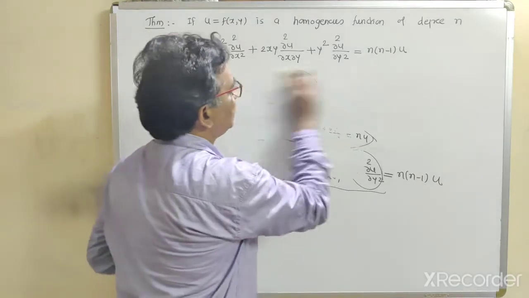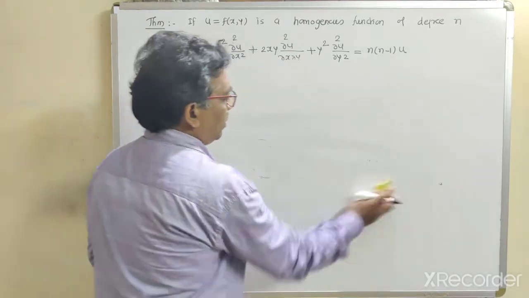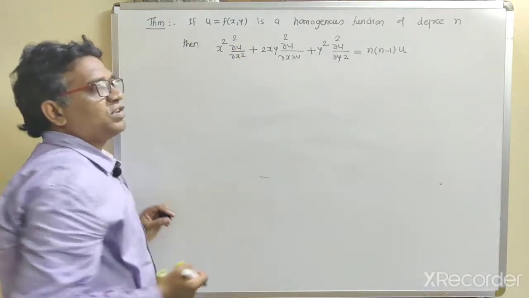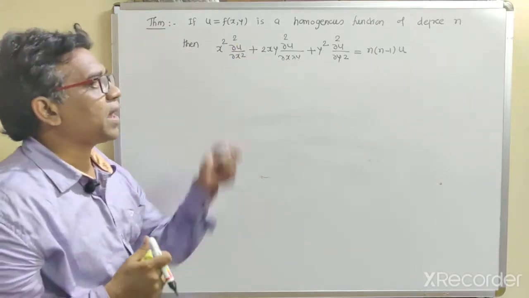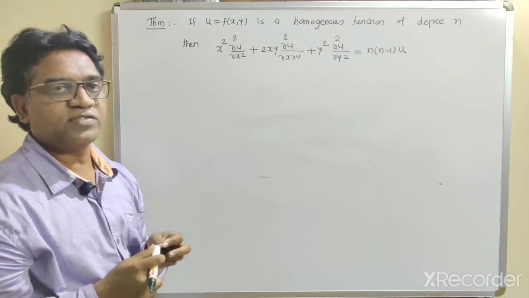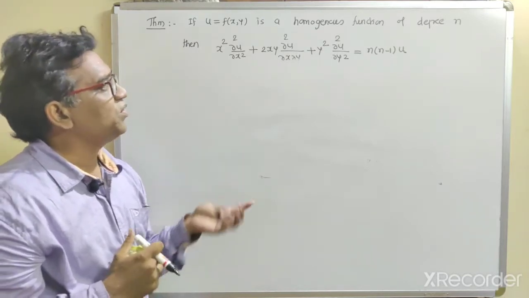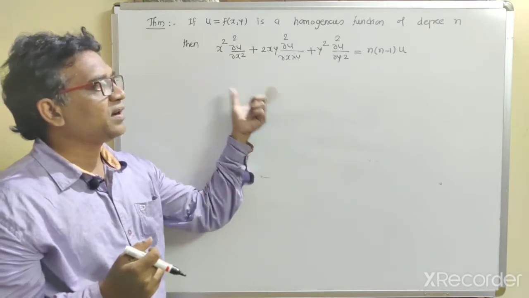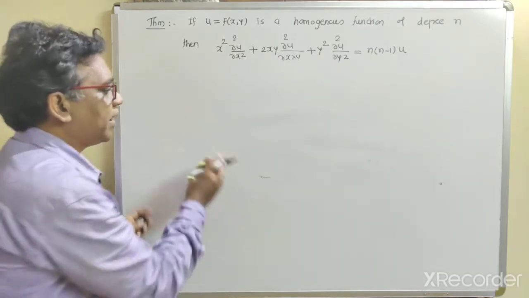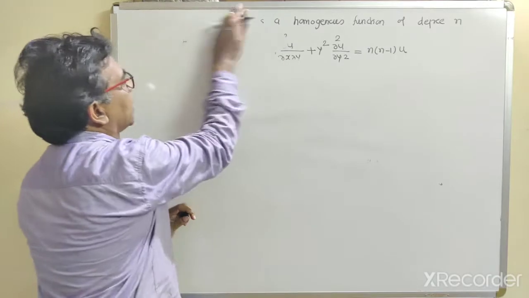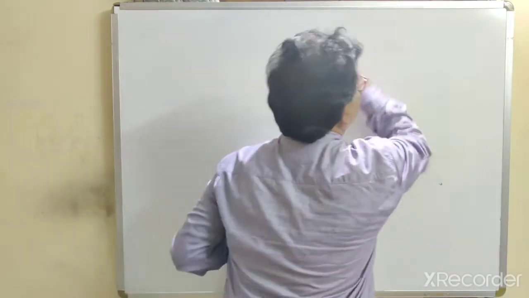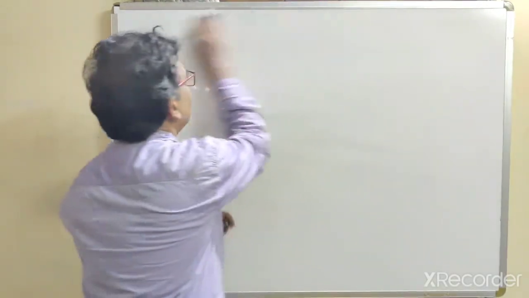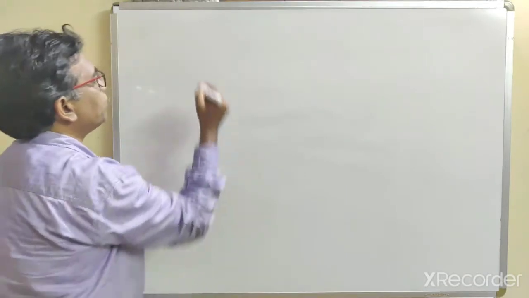So see what is given. We are given u as a homogeneous function of degree n, so we can apply the statement of Euler's theorem. And by using Euler's theorem, we can prove this bracket square type term, show that it is equal to n into n minus 1 into u. So write down the proof.